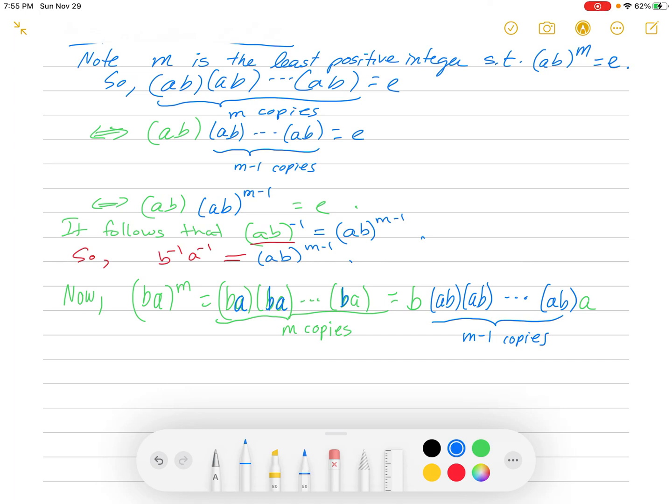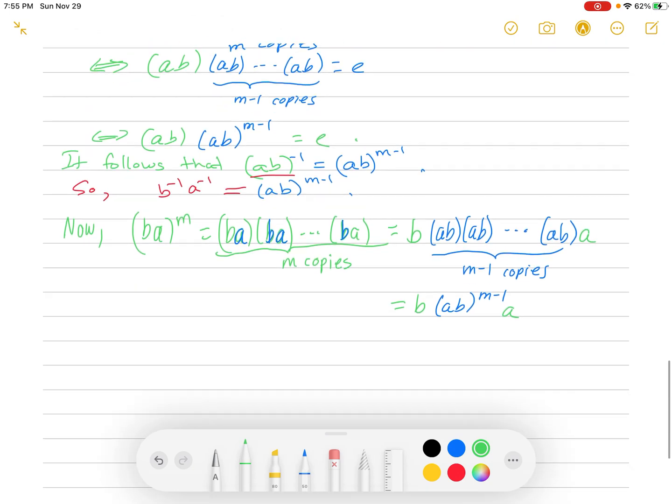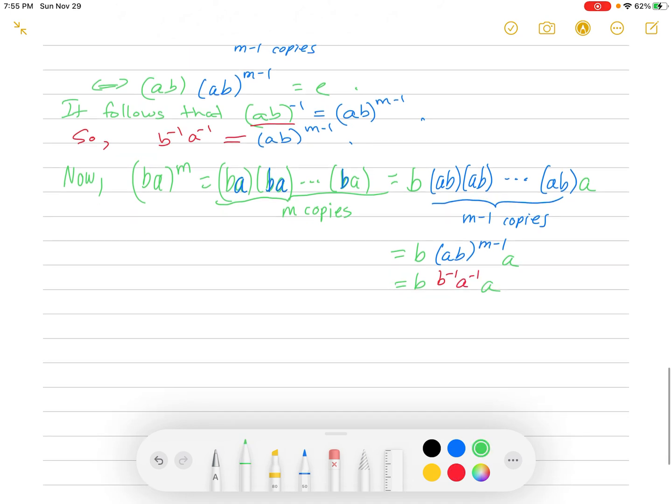Okay. So I used a reassociation with parentheses. That means we got B, and in the middle we have AB to the M minus 1, a bunch of ABs, M minus 1 copies. So we have B, AB to the M minus 1, and then A. Now, how about AB to the M minus 1? Well, we said earlier AB to the M minus 1 is B inverse A inverse. So I'm going to replace that. I have B, and that blue I'm going to replace with B inverse A inverse, which we saw earlier. We got the green A, and B times B inverse. That's going to give me the identity.